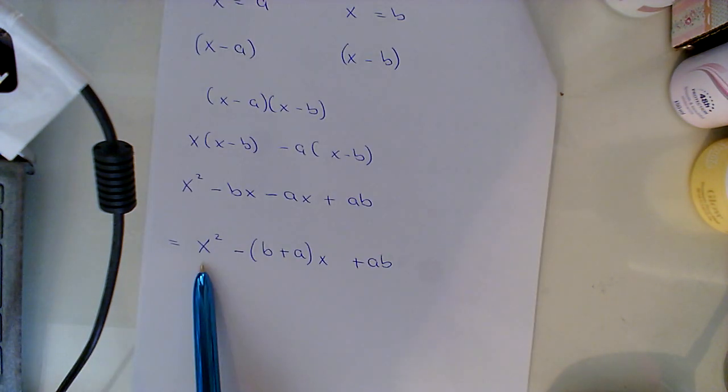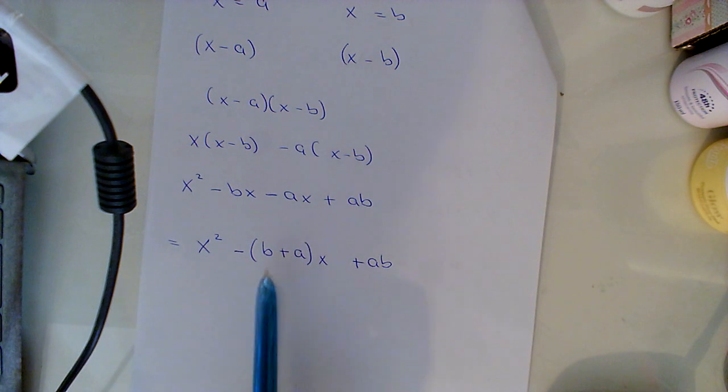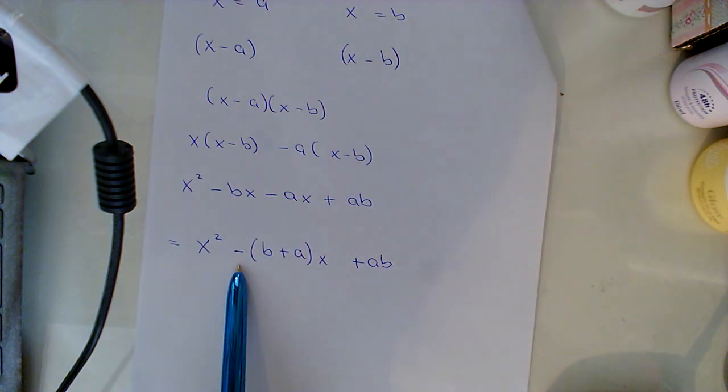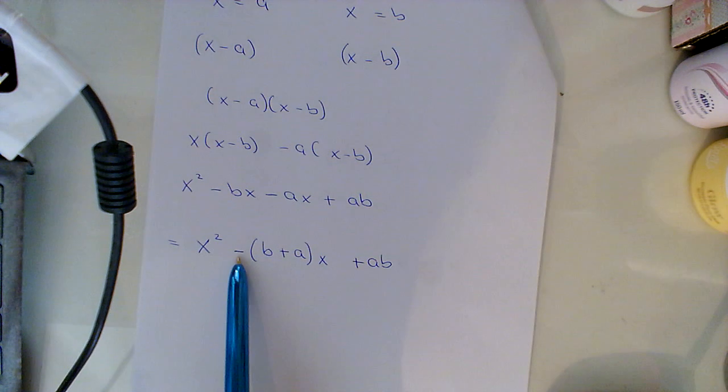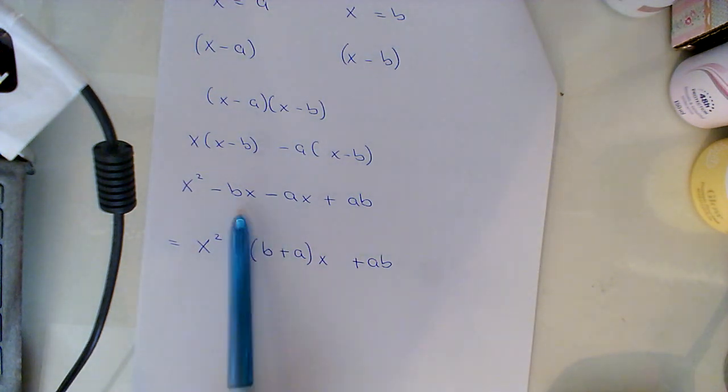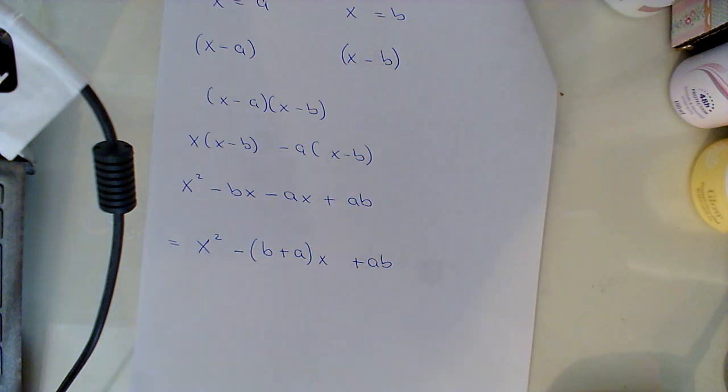Then I have x squared. I'm just after factorising this here, so I take out my minus, okay, and I'll be left here with a b plus a, because this would be minus b, this would be minus a, which is what we want, and the x is outside it, plus ab.